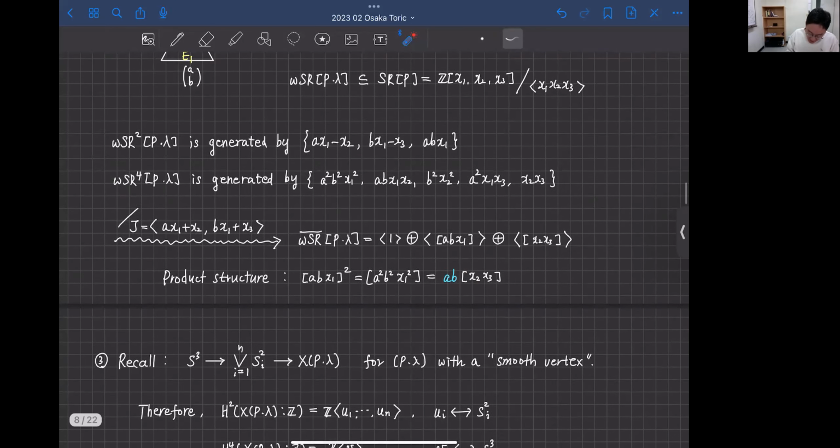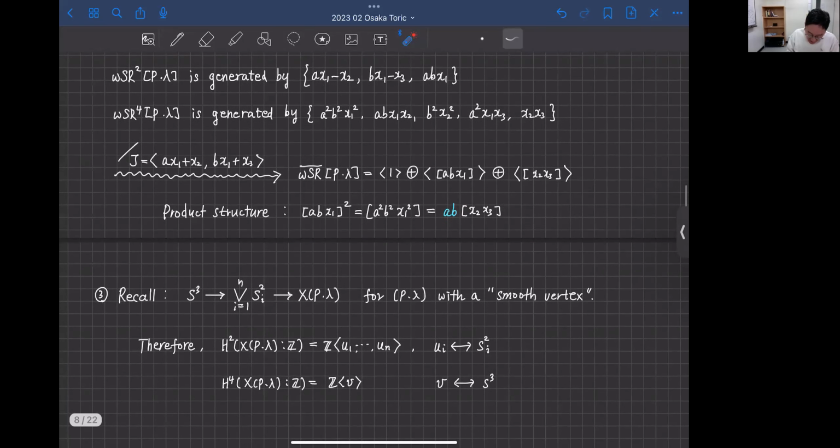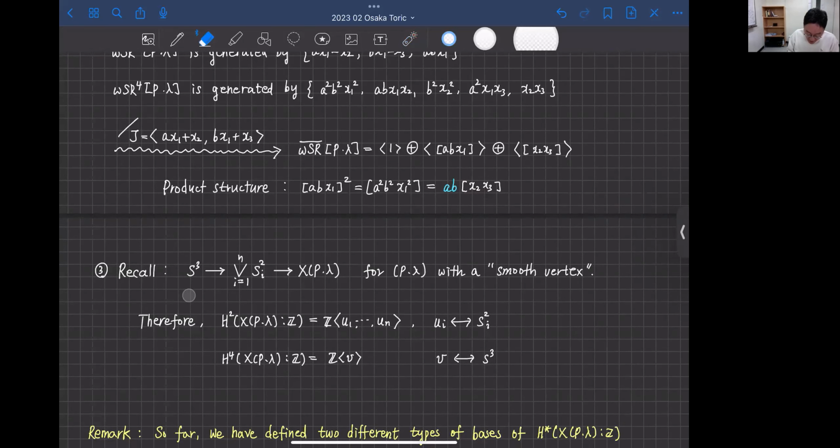Right. So on the other hand, recall that we have this cofibration structure. With this, since we are assuming that P and lambda has a smooth vertex, we can take that vertex as my cone vertex, so that we have this S3 here. We do not have any finite group quotient here. So in this case, this cofibration structure gives us a certain natural cell structure of X P lambda, right?